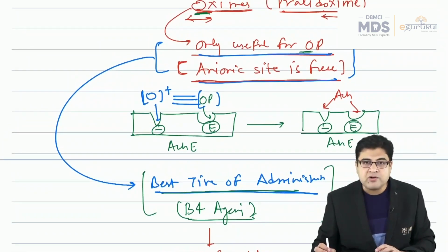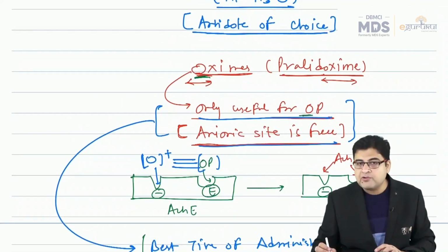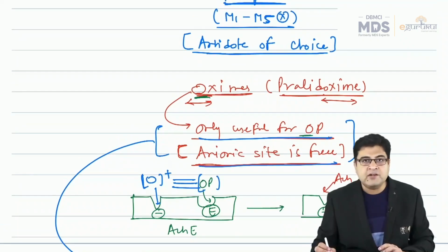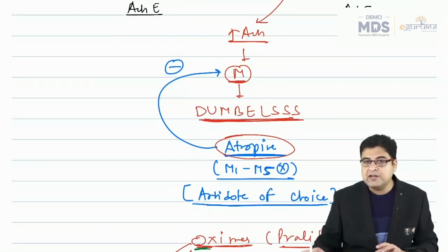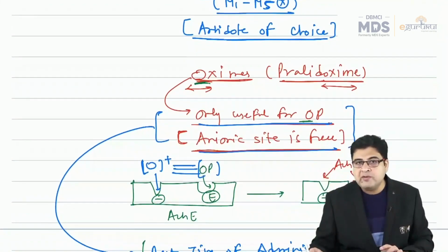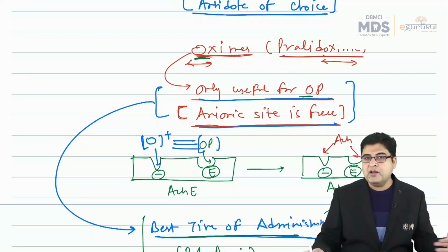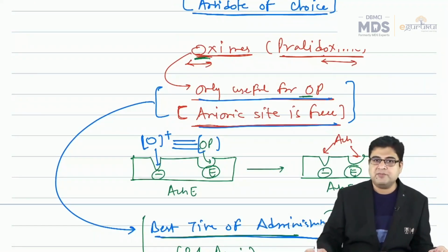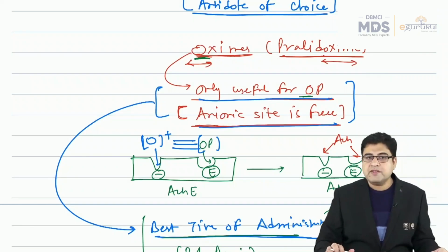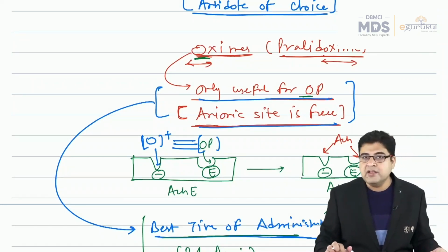So oximes cannot treat any symptoms, so they are not the antidote of choice. They are not the life-saving drug. The life-saving drug here is atropine only. So atropine is the antidote of choice. Oximes are only given in OP poisoning so that this enzyme can be reactivated and the process of recovery will be faster. Now that is all about these indirectly acting medicines which are irreversible.